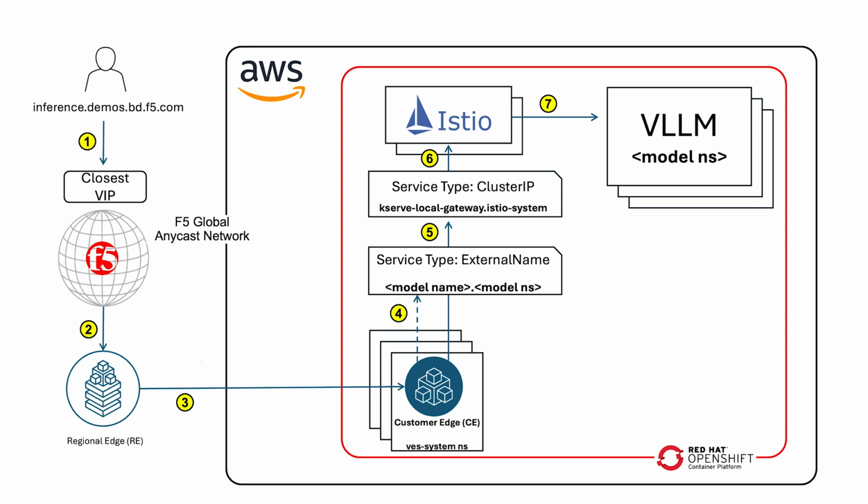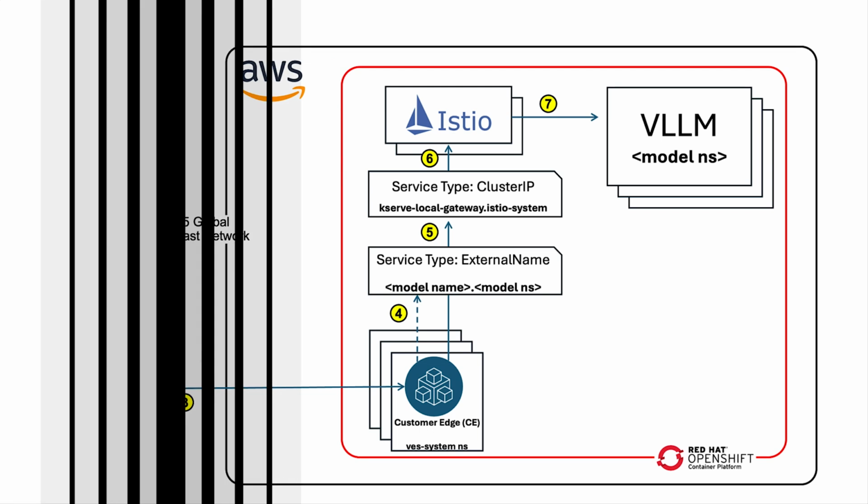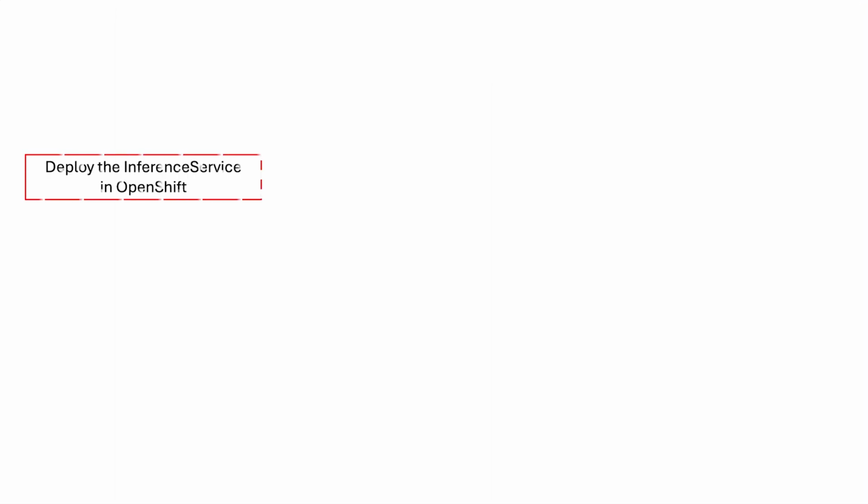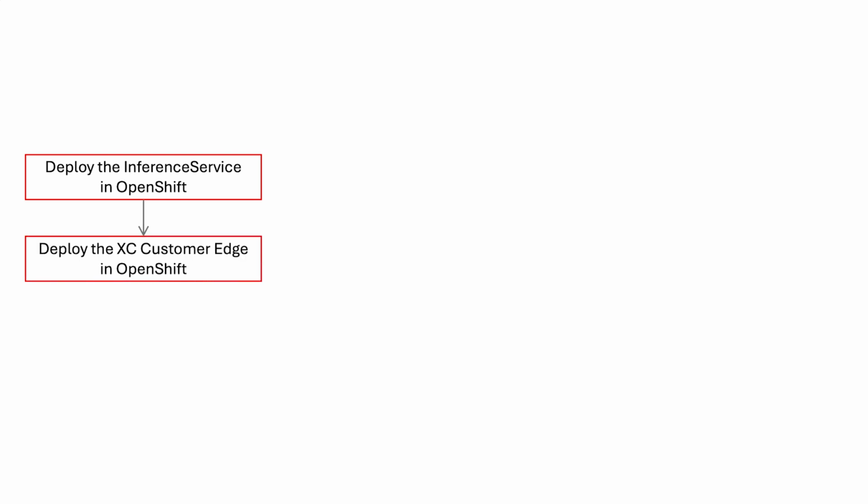Although this flow might seem complex, the actual configuration in Distributed Cloud is extremely easy. The configuration is as follows. In OpenShift AI, we will deploy the inference service and we will take note of the internal endpoint that will be used by XC later on. Then, we will deploy the Distributed Cloud Customer Edge in OpenShift, which is a single YAML file.